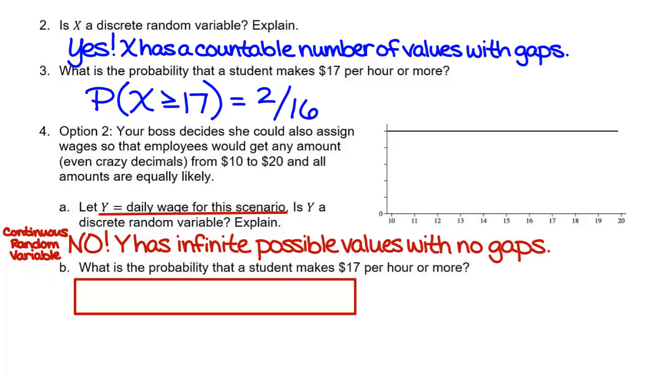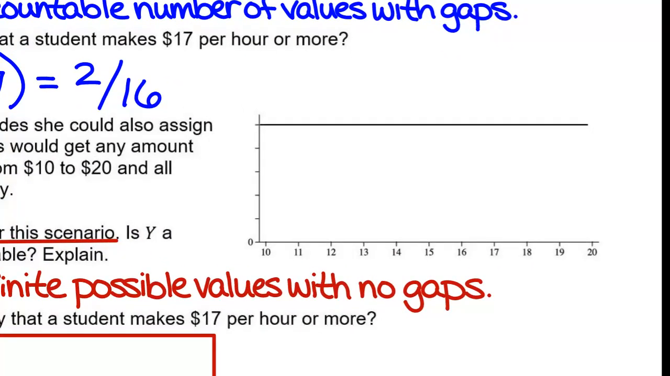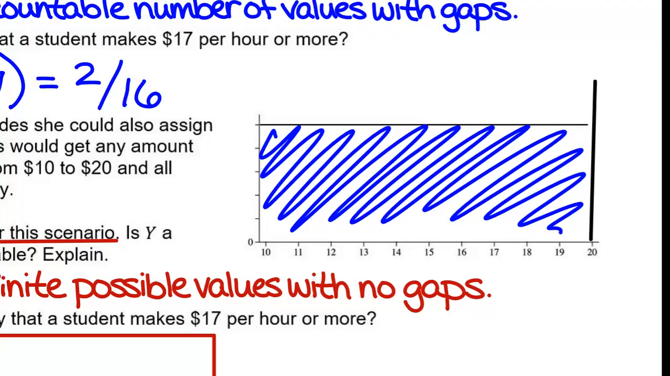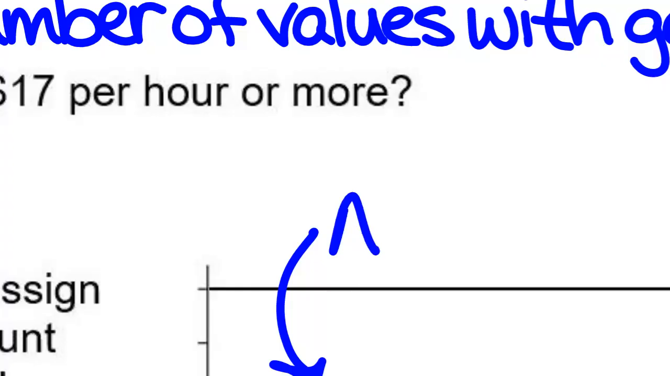What is the probability that a student makes $17 per hour or more? And this is where my graph comes in up here. Do you guys remember looking at these uniform density curves? The most somebody could make here is how much? $20. So we've got a cutoff here at $20. Can't go any bigger than that. What would this area be? It's always going to be the same when we're looking under a density curve. 1. So the area underneath the whole thing is 1.